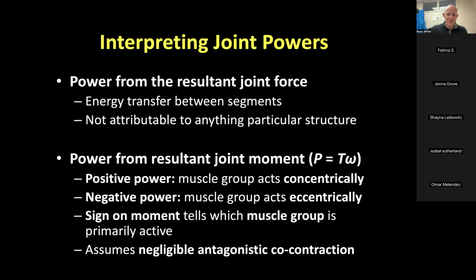The power from the resultant moment at the joint, though, can be attributed, at least in these particular circumstances in the sagittal plane, to the forces that muscles produce. We can then look at the sign on the power as telling me whether that active muscle group is acting concentrically or eccentrically. And the sign on the moment can tell me which muscle group is active in that particular way.